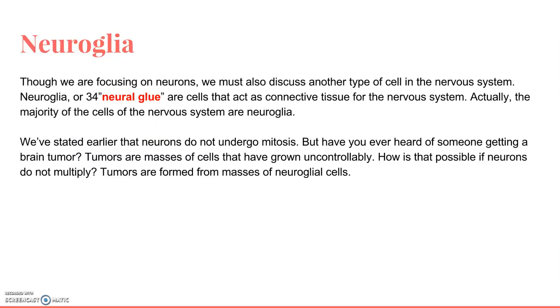Though we're focusing on neurons, we also need to discuss another type of cell in the nervous system. These are called neuroglia or neural glue. These are cells that act like connective tissue for your nervous system.